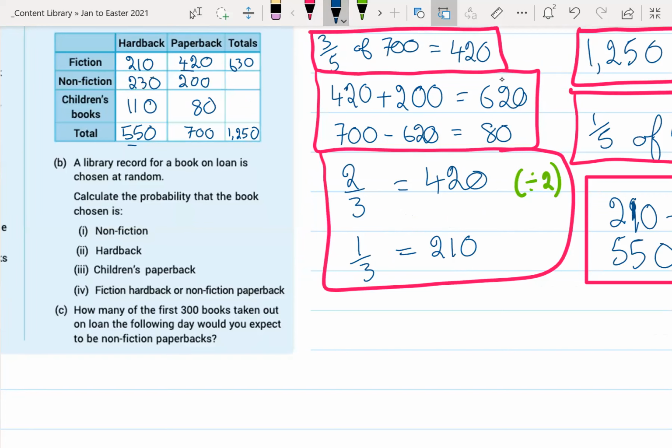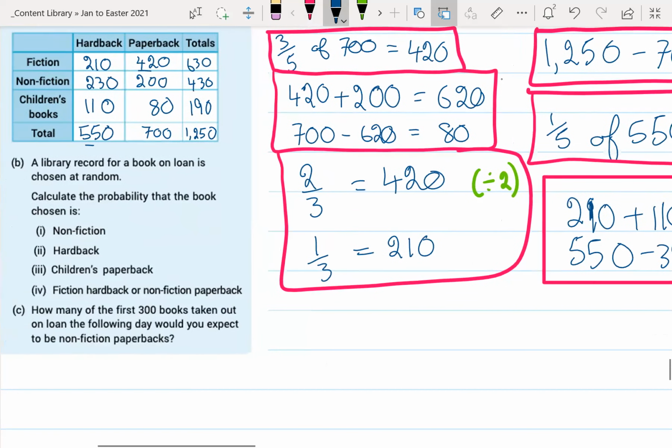Now we just add the non-fiction, so we can add across there, the 230 and the 200, it's 430. And then that must mean that this last one is here. When you add the 630 and the 430 together, take it away from 1,250, you get 190 here. So there's quite a bit of work actually involved in that bit.